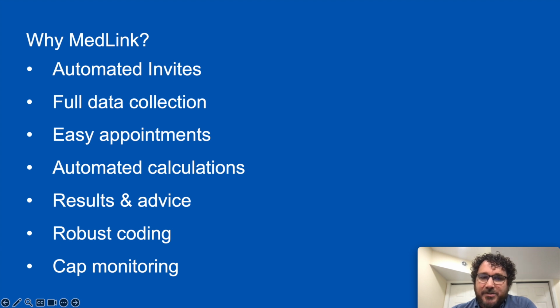And all of the calculations that are required are done automatically. Similarly, the patient results and advice is generated automatically and can be sent to patients very easily as part of that follow-up. And importantly, we ensure robust coding so that every code that you require for the CVD risk assessment is completed and therefore is eligible for payment. Importantly, we're able to monitor the cap that you have as a practice, so we can run the invite process automatically in the background and bring that to an end once your cap is reached, to make sure that there is no unfunded work that is generated.